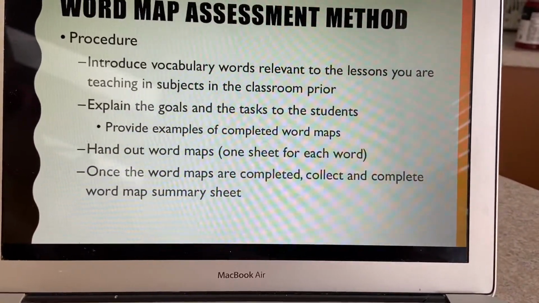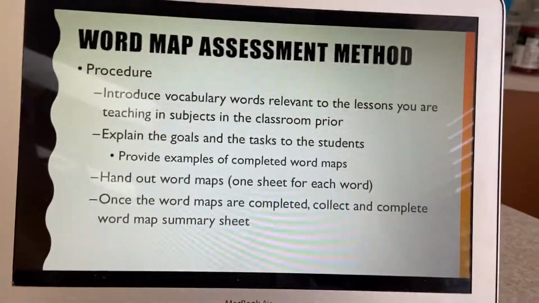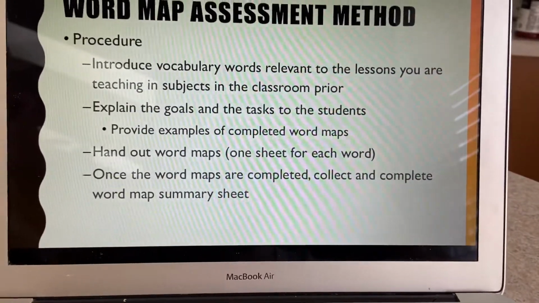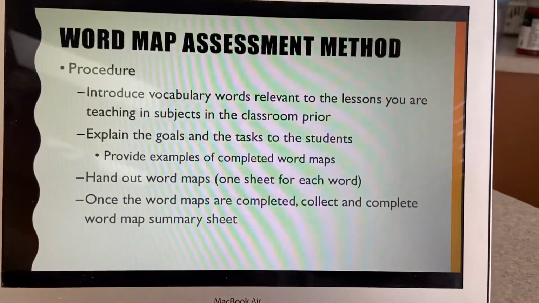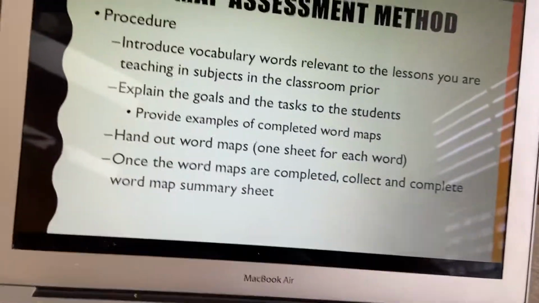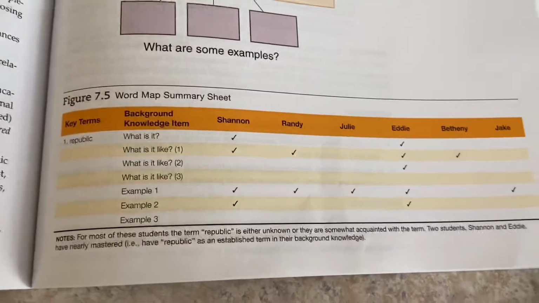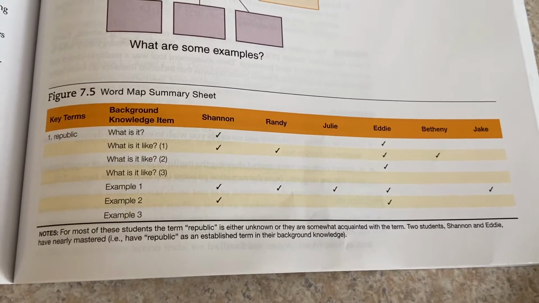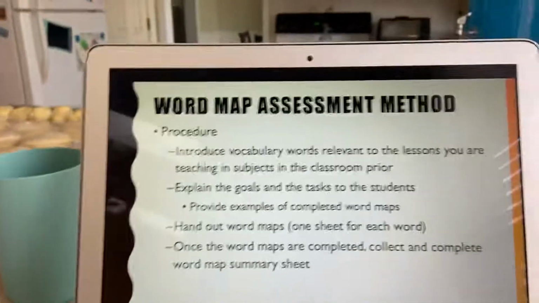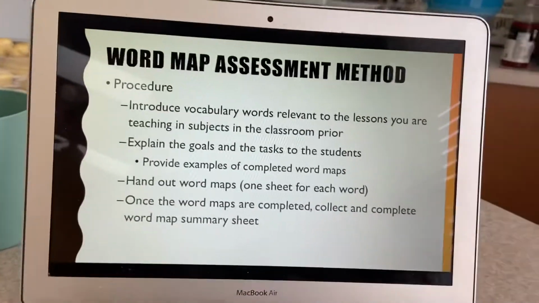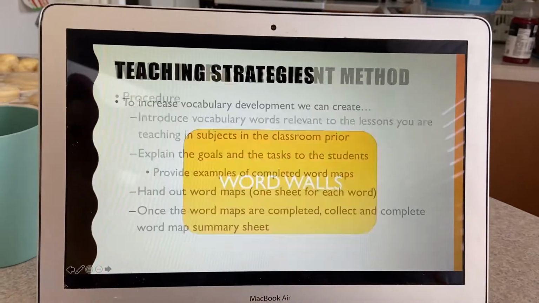Hand out the word maps, 1 sheet per kid per word. And once the word map or word maps are completed, collect and complete the word map summary sheet. So you're going to go back to that summary sheet. Here's the example in the book. And then you're just going to check it off. Was the child able to do or meet those skills?